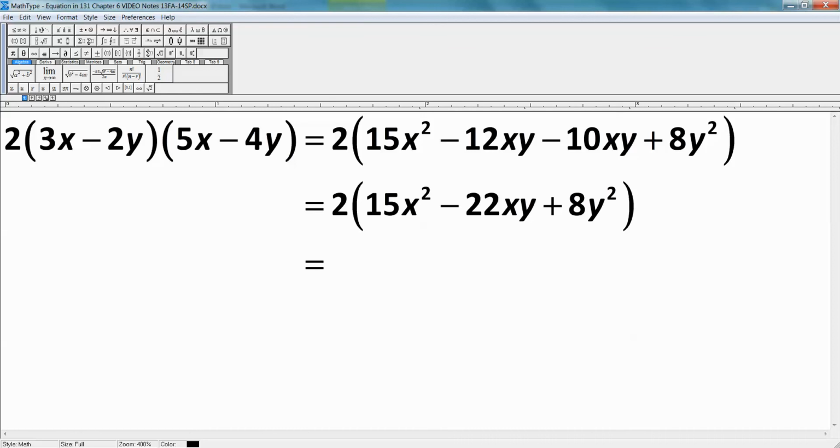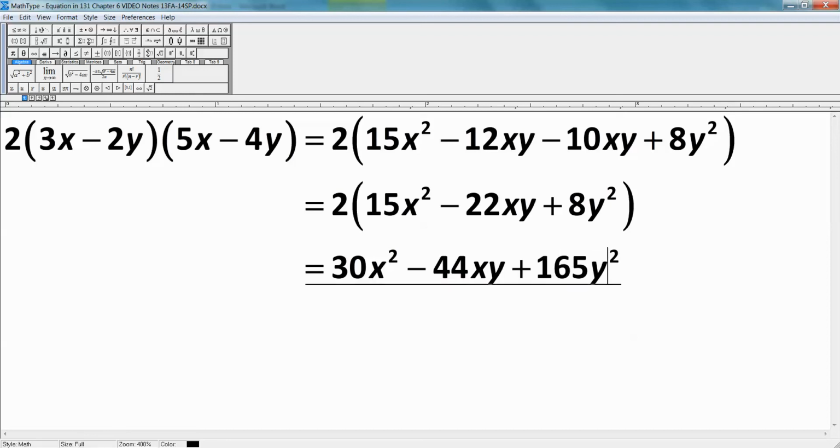That's equal to 30x squared, because you got to distribute now. 30x squared minus 44xy plus 16y squared. Oops, that's not right. There we go.